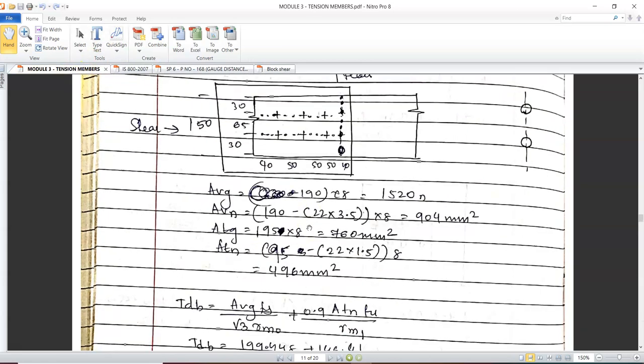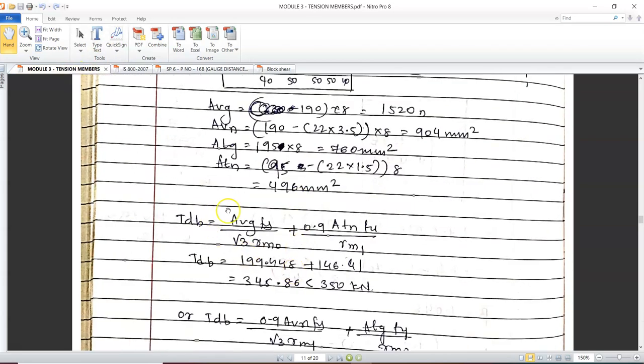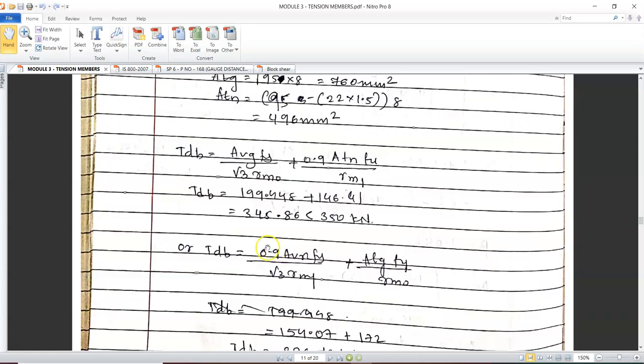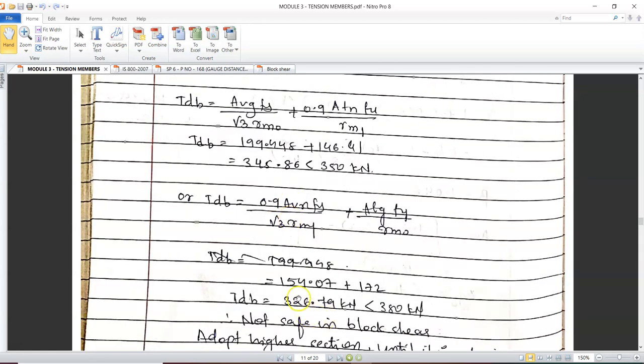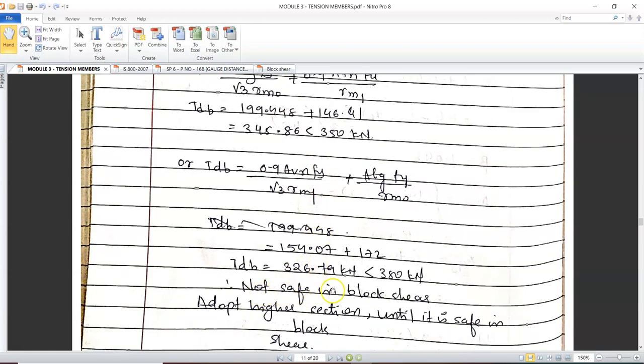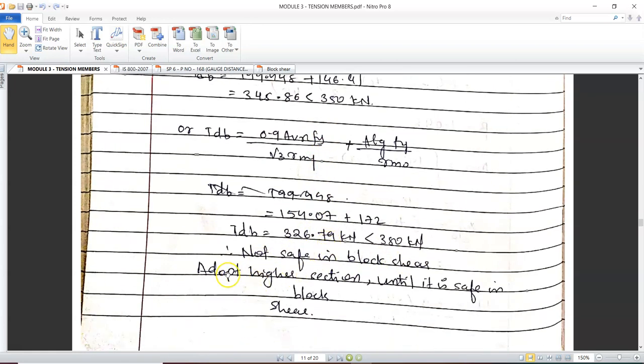Now those have to be substituted in the formula given here. So we are getting 345 and 326, wherein both are less than 350 kilonewton. So they are unsafe in block shear. They are not safe in block shear. Now what you have to do? You have to adopt a higher section until it is safe in block shear.